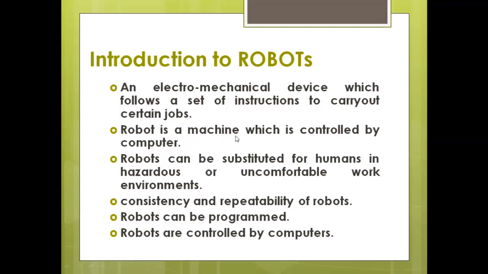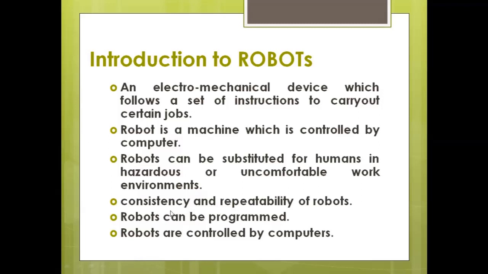Robot is a machine which is controlled by computer. That means by writing the program, we are controlling the robot operations. Robot can be substituted for humans in hazardous or uncomfortable work environment. Whenever there is a hazardous and uncomfortable work environment that is not possible by human beings, in those cases we are using robots to perform that work.